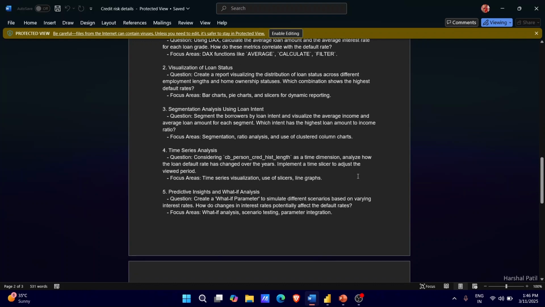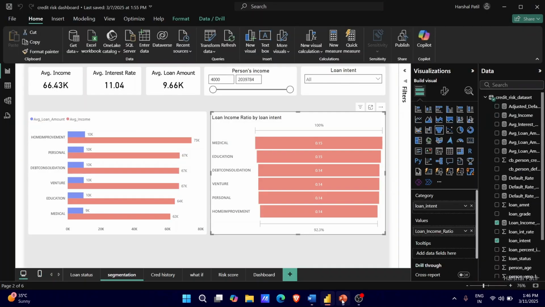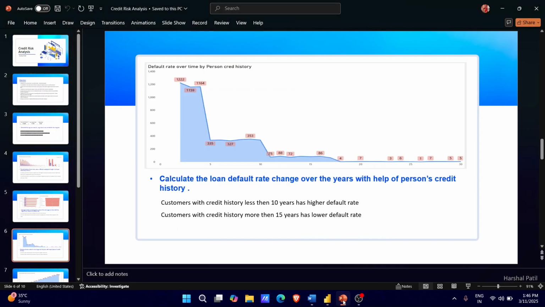We have to consider the person's credit history as a time dimension, analyze how the loan default rate changed over years, and implement a time slicer to adjust the view period. For that, we created this area chart where we have default rate over time by person credit history.